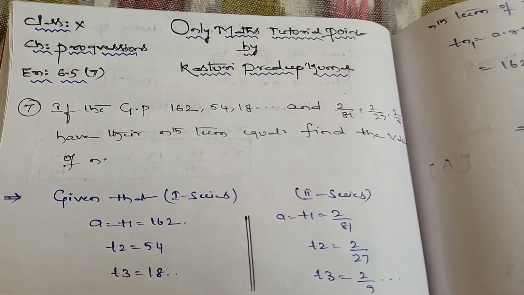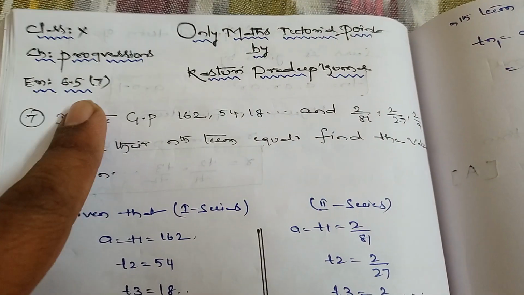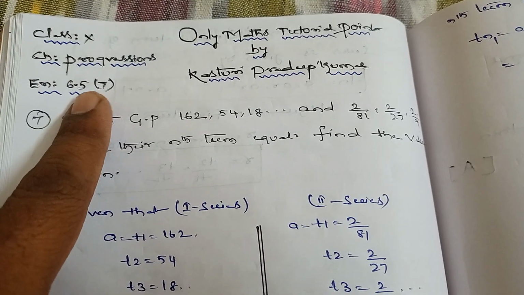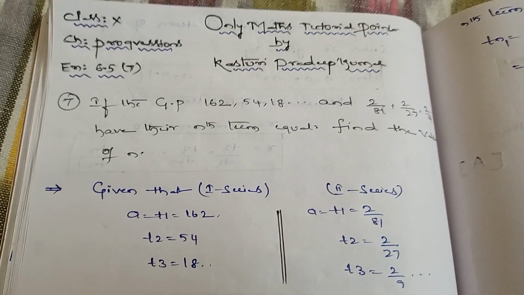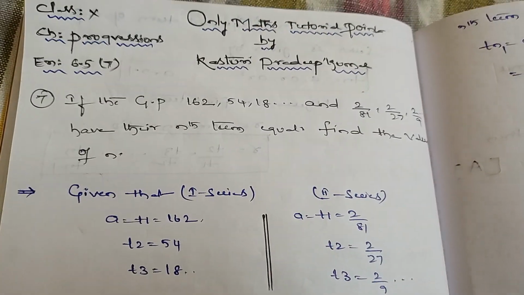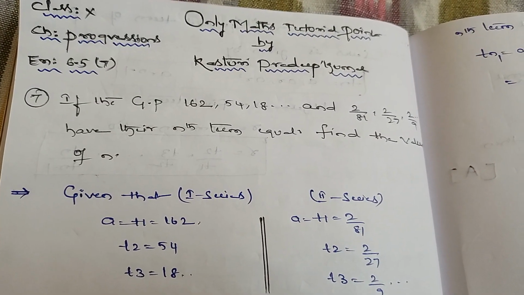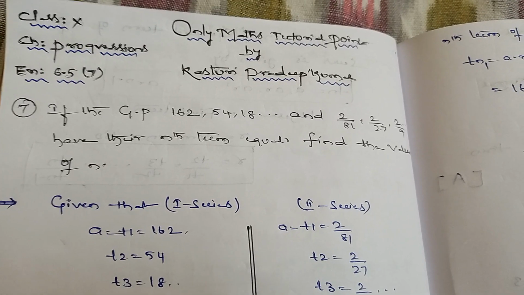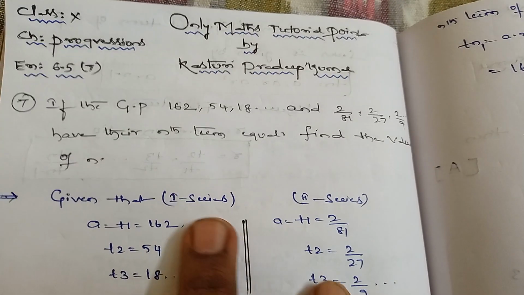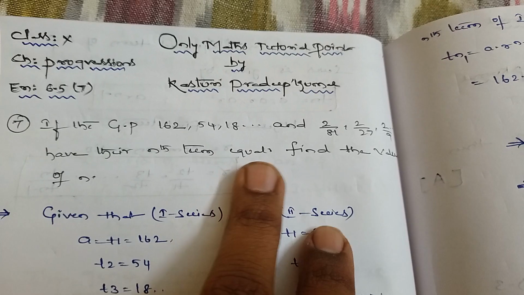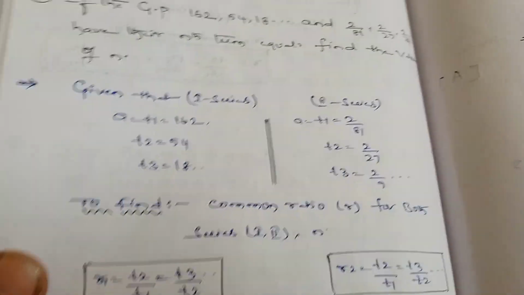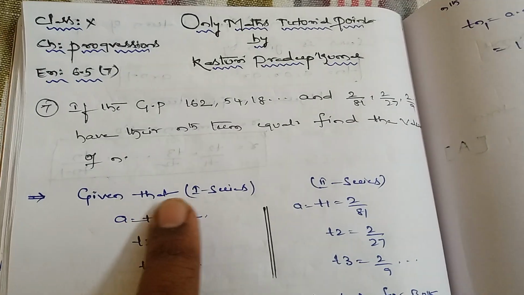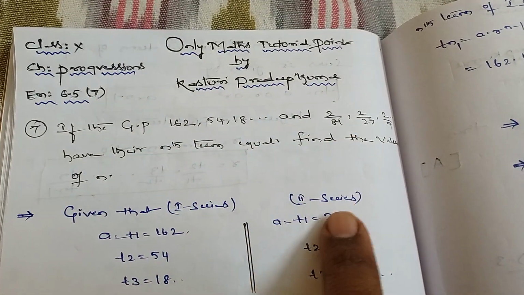Today we are going to cover chapter Progressions, exercise 6.7, 6.5, 7th bit. What is given here? If the GPs 162, 54, 18 and 2/81, 2/27, 2/9 have their nth terms equal, find the value of n. First, let us note down the given terms of the first series and the second series.